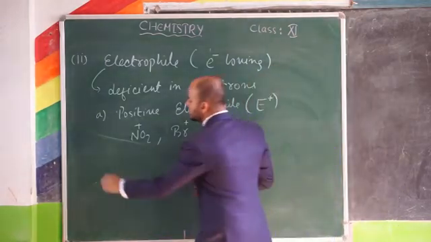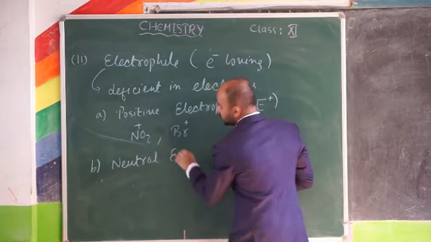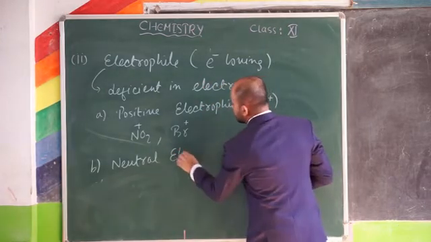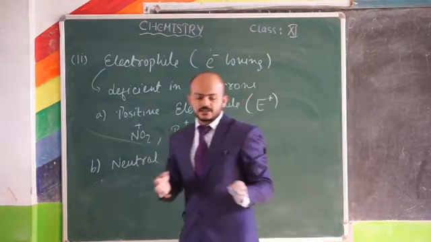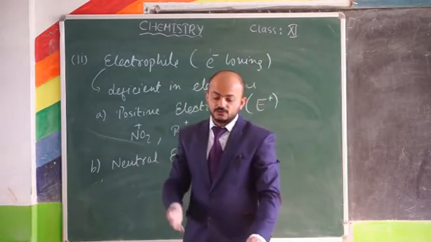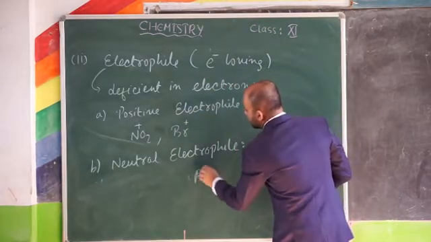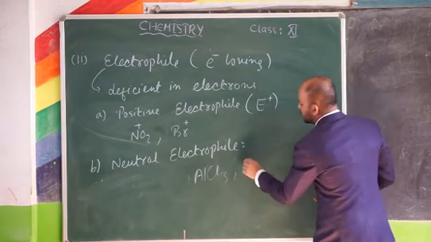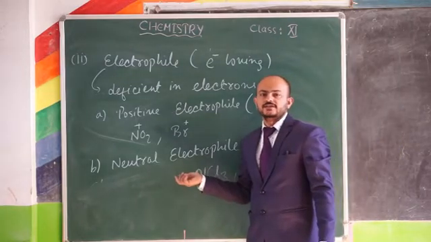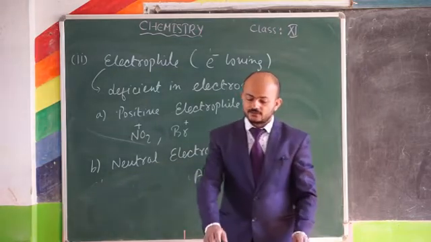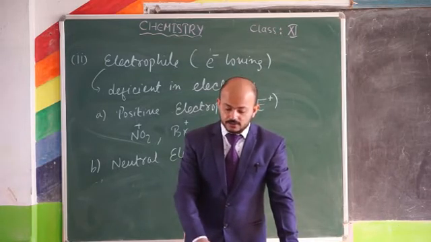Okay, the other type of electrophile could be neutral electrophile. This electrophile will have some of its orbitals vacant. Now you know about Lewis acids like AlCl3. Examples of neutral electrophile are AlCl3, BF3. These are all Lewis acids. Here they have vacant orbitals where they can accept a lone pair of electrons. So you have to remember the electrophile, its definition, types along with its examples.